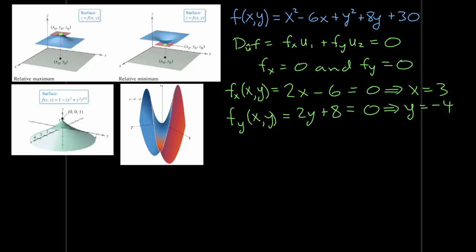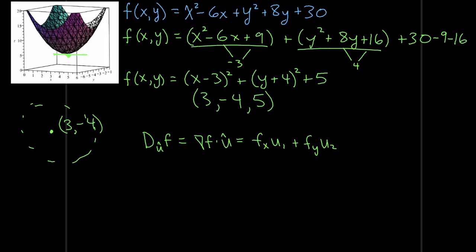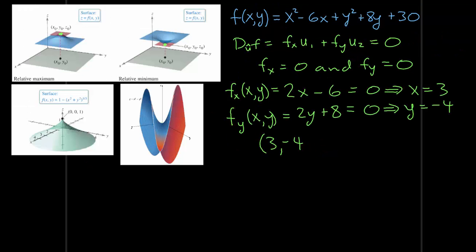So it looks like we're saying that a minimum occurs here at 3, negative 4. And remember, back on the previous slide, that's what we found, 3, negative 4. Now we can plug those numbers back in and find what that minimum is, and we found it to be 5.